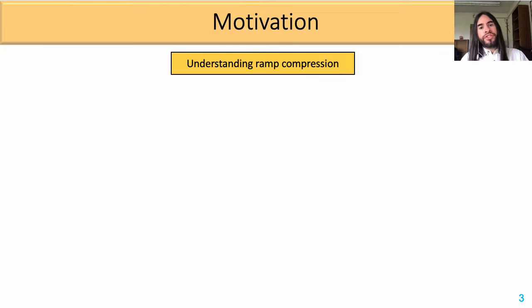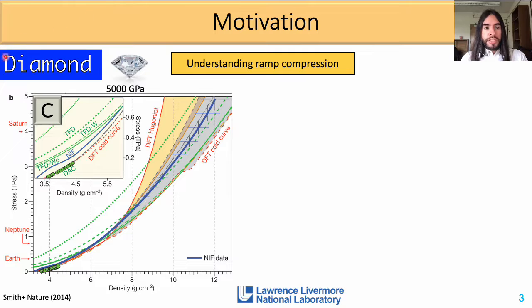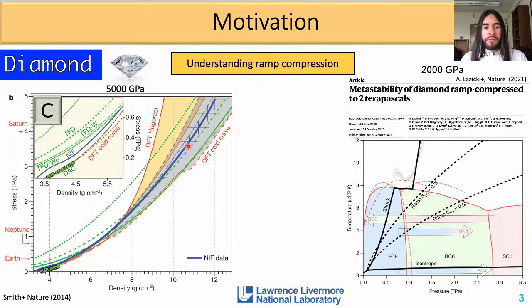So our main motivation is to understand ramp compression, to understand what happens with a material as it's ramp compressed and what are the thermodynamic states that it visits as the pressure increases. In particular, we are motivated by earlier experiments on diamond that showed that one can reach up to 5,000 gigapascals in these experiments. More recent experiments from last year confirm these stress density measurements and made some models that allowed them to predict what the temperature was on these experiments.